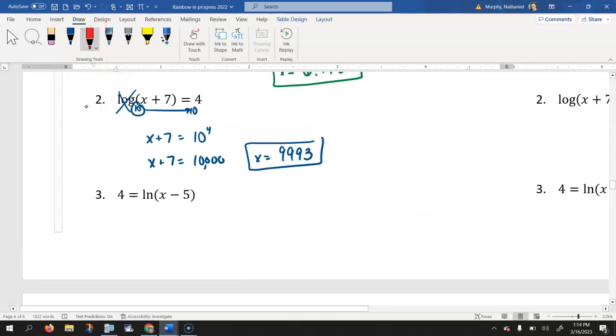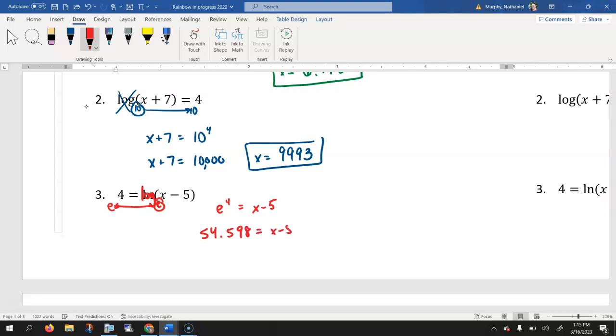This one's kind of similar to the previous one. We already have the natural log by itself. So now I'm going to change the form it's in. Remember, natural log is the same as a log with the base e. So this time I'm going to drag it this way to the other side of the equation. So we would have e to the fourth power equals x minus 5. Well, e to the fourth power, that's 54.598. So to solve for x, I would add 5 to both sides, which gives me 59.598.